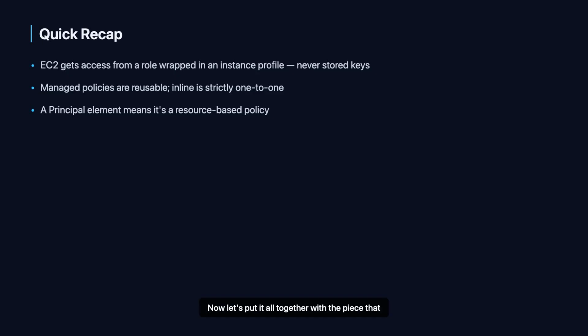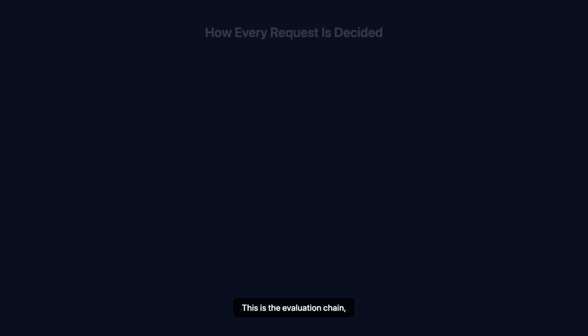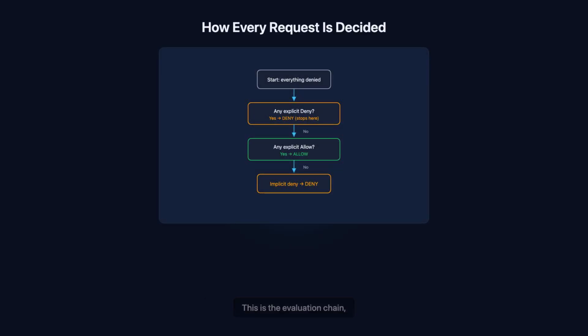Now let's put it all together with the piece that ties the whole model, how Amazon Web Services actually decides. This is the evaluation chain, and it runs in a fixed order every single time. It starts at the top, where everything is denied by default. Then it asks the first question, is there any explicit deny that matches? If yes, the decision is deny, and it stops right there. Nothing downstream can save it.